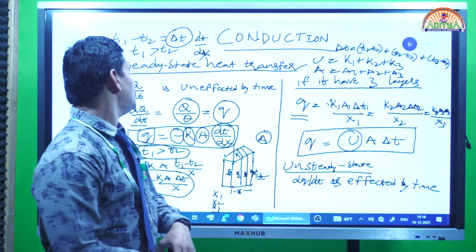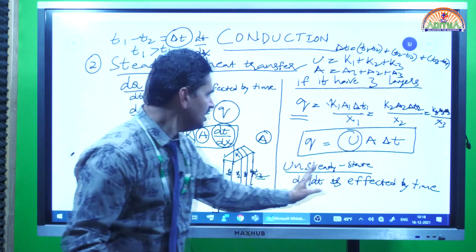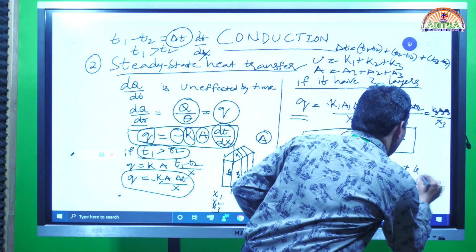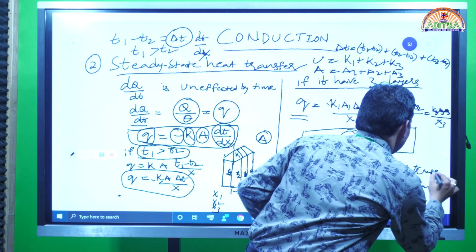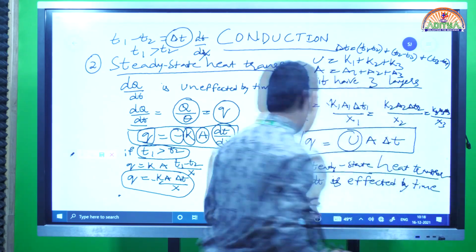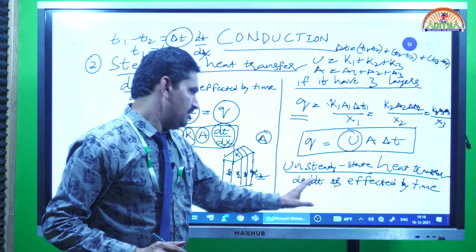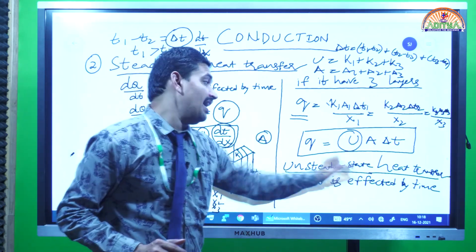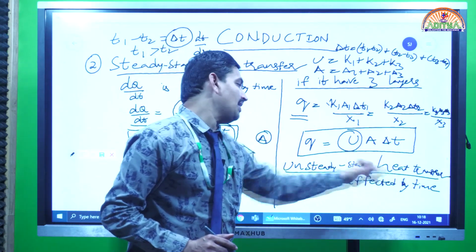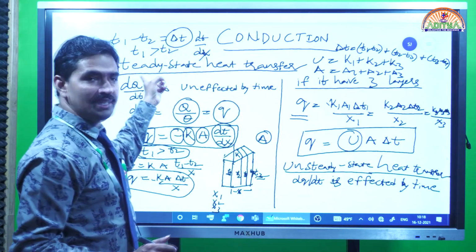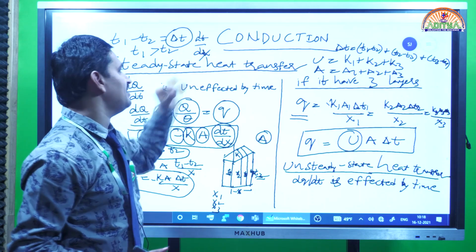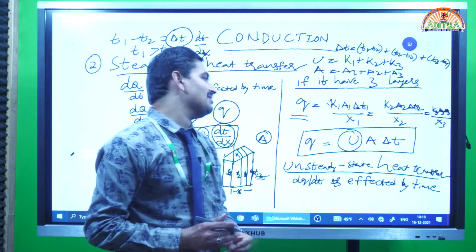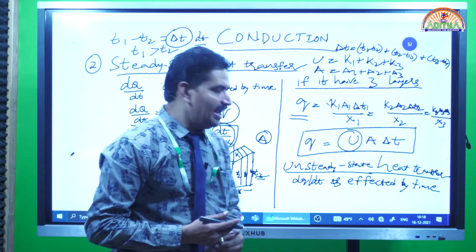So this is about steady state heat transfer. Coming to unsteady state heat transfer: unsteady state heat transfer is where the rate of heat transfer is affected by time. When it is not affected by time, such a heat transfer is called steady state heat transfer. When it is affected by time, it is called unsteady state heat transfer.